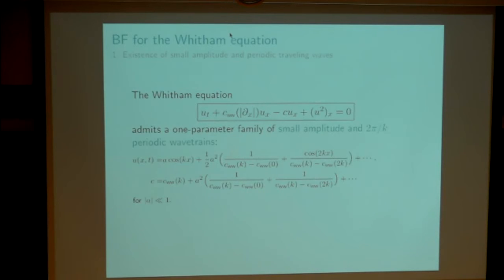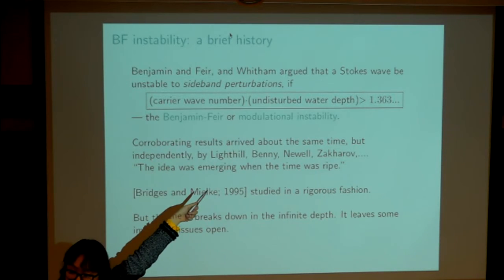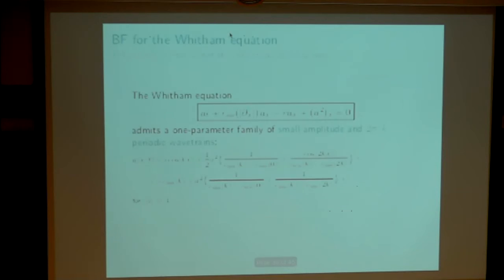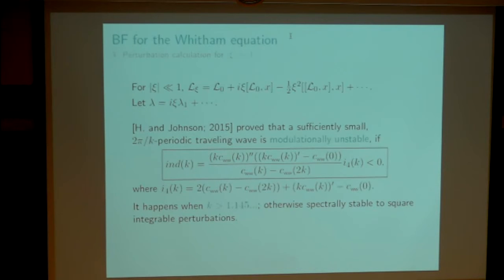So to find some framework to understand this phenomenon a little better, what I did together with Matt Johnson is, again, take the Whitham equation. Our idea is, if you look at this Benjamin-Feir instability criterion, this is about k times h, so this suggests that the Benjamin-Feir instability is a high frequency phenomenon. It will not be captured in a low frequency or shallow water model. So we want to work with a model that has the high frequency effect of the water wave problem, and the Whitham equation was one of the candidates. So we took the Whitham equation, and in the interest of time, let me get to the conclusion.